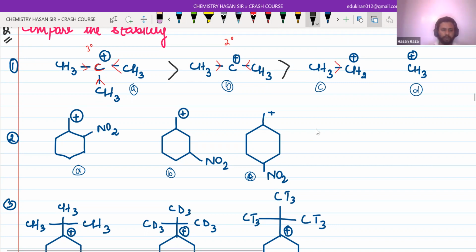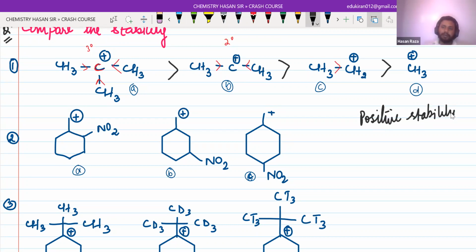Now, when we are going to talk about this NO2, see, first of all, there is a very easy trick to calculate. Whenever there is a positive charge, it will be stabilized by positive. You need to keep this in mind. Positive stabilized by positive, that means plus I. So a carbocation having positive charge will be stabilized by plus I. The group which is having more plus I will be more stable.